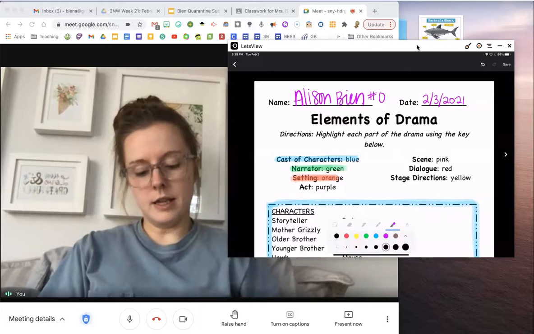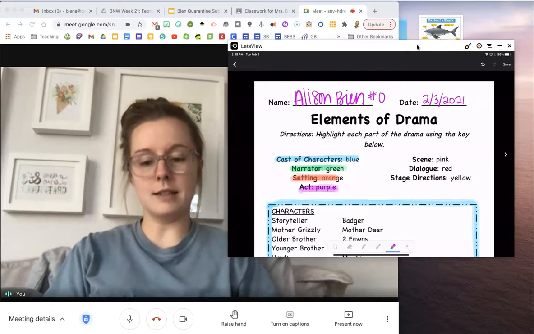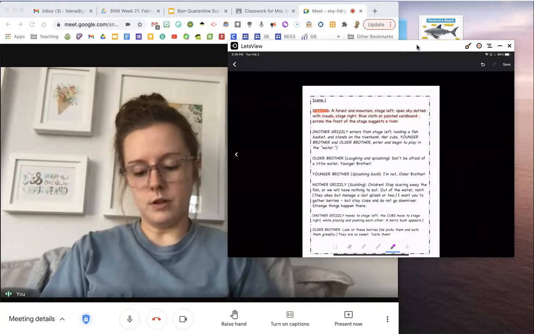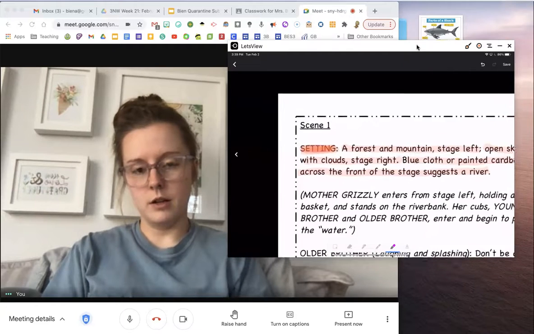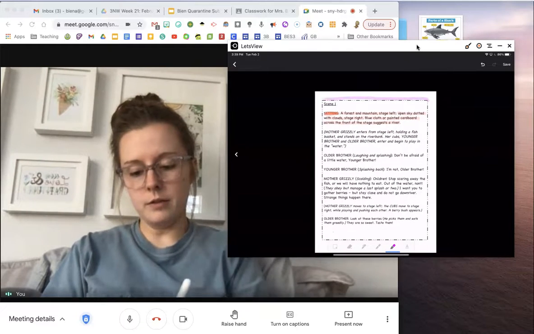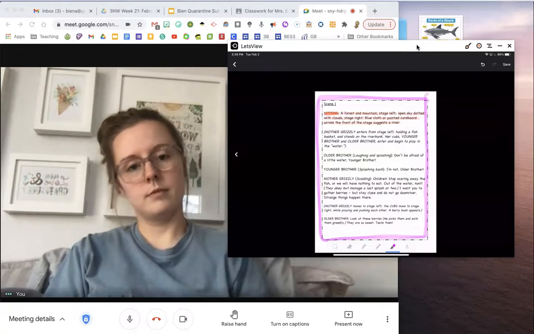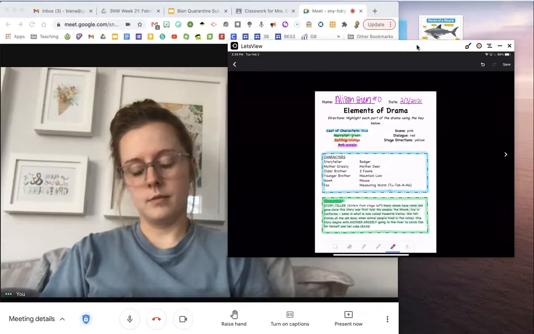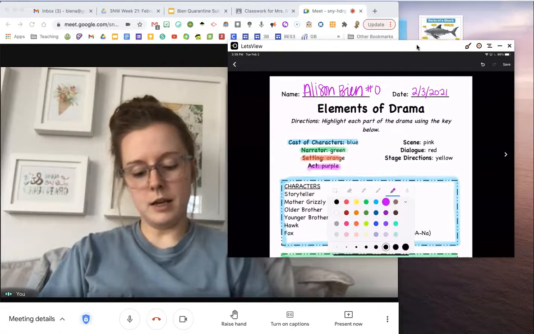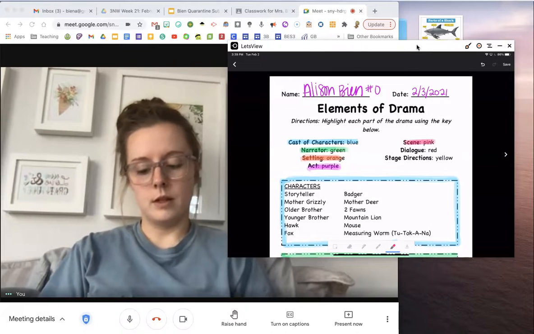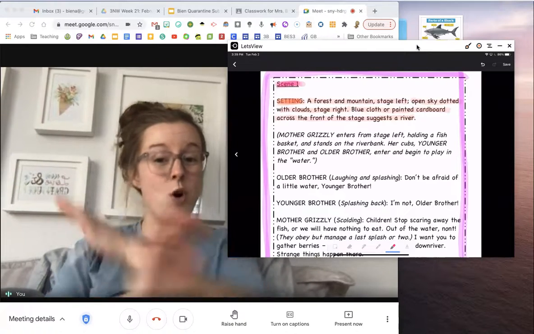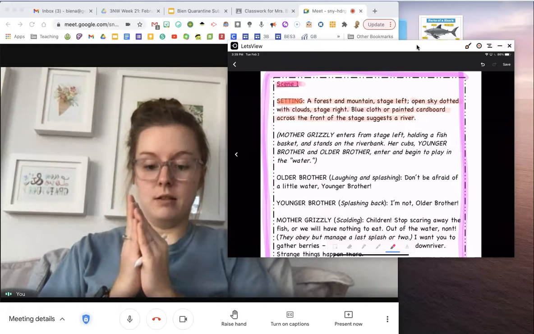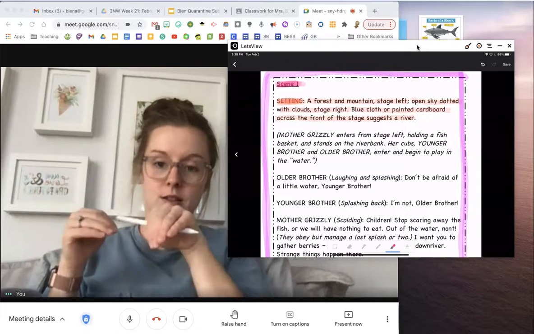Okay, the next thing that we need is the act. That's going to be in purple. Remember, the act is like the chapter. So that would be the whole thing. There's only one act because, look, when we start right here, it says scene 1. So this whole thing is the act. Next we have a scene in pink. So scene 1, right here. They're telling us we have a whole act, and the first scene takes place in the forest and the mountain by the river, that's this part.